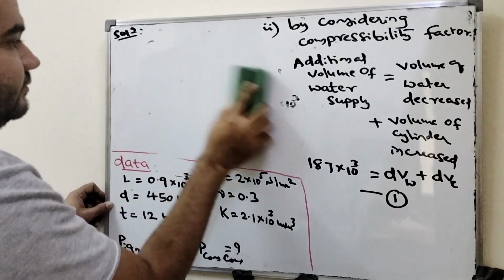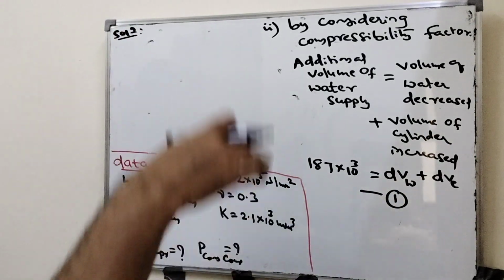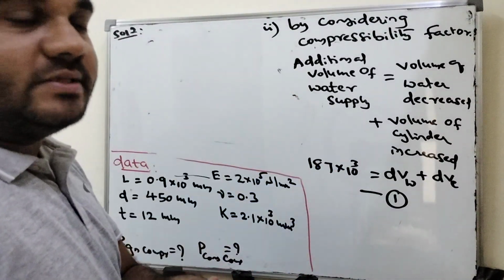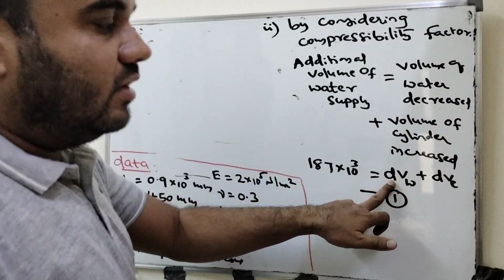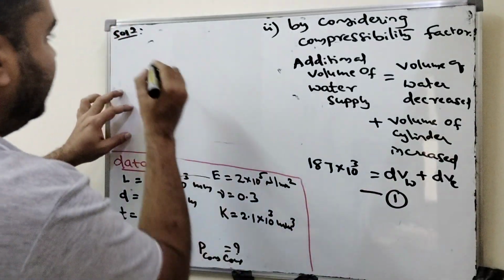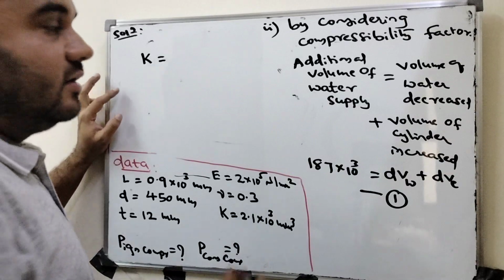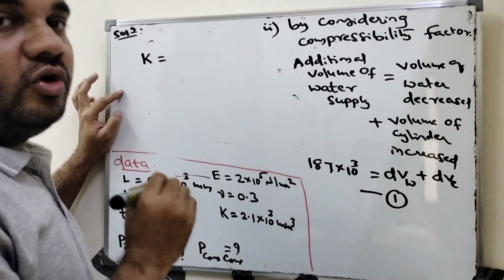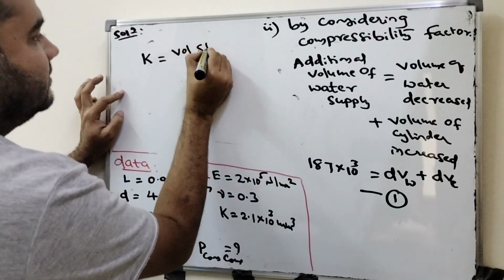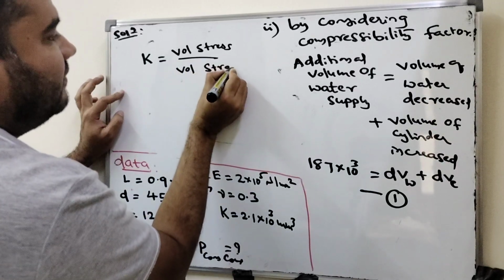Okay, so due to the water reduction, you have the bulk modulus, which is mainly related to compressibility, and that relates to the decrease in volume of water due to compressibility. Now we know that the bulk modulus equals the volumetric stress divided by the volumetric strain. Normally this is the formula.